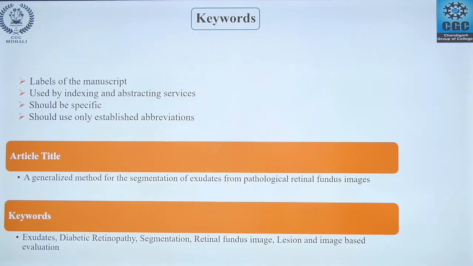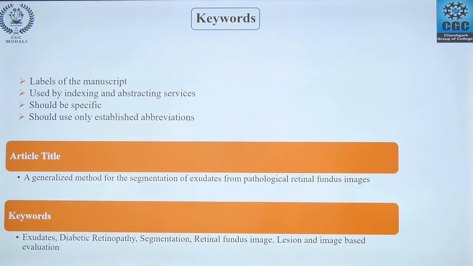So coming on to the keywords. Keywords are labels or tags for your manuscript and are mainly used by indexing and abstracting services. So avoid keywords that have broad meaning. Keywords should be specific enough to give someone a very quick idea about the content of your paper. Always use abbreviations that are firmly established in the field of study. Also check the guide for authors for specifics on which keywords should be used.